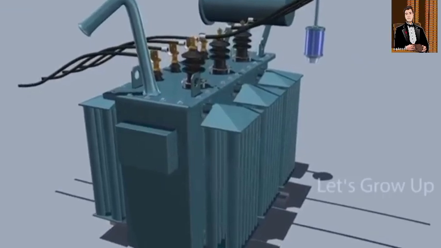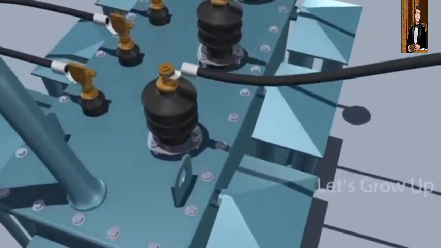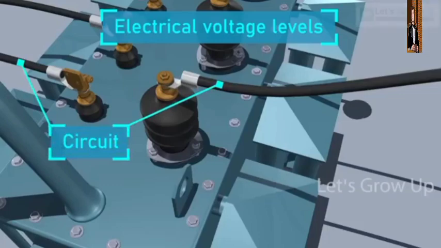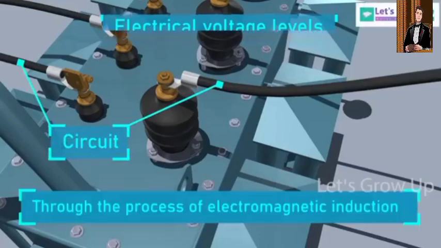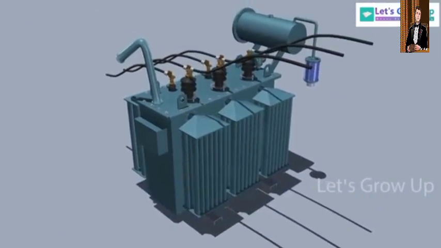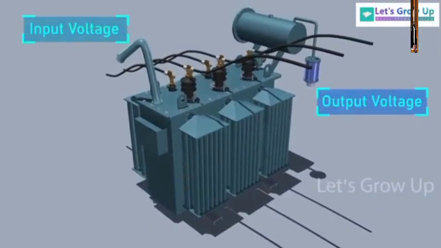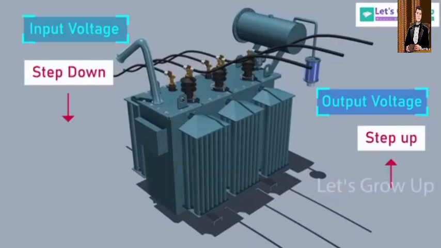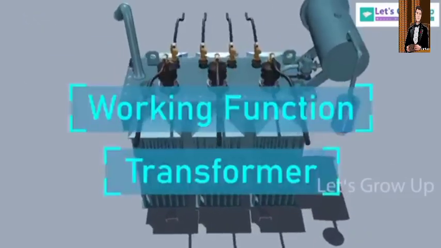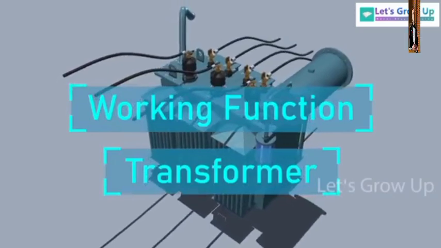A transformer is a passive electrical device that transfers electrical voltage levels from one circuit to another through the process of electromagnetic induction. It is mostly used to increase the voltage levels between circuits, which is called a step-up transformer, or decrease the voltage, which is called a step-down transformer. Today, this video is going to explain the working function of the transformer.